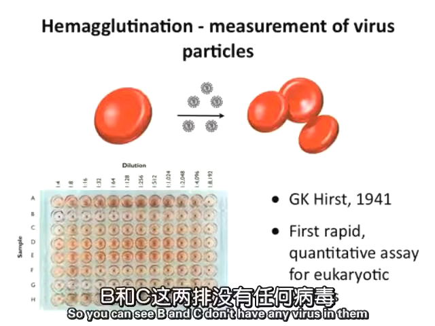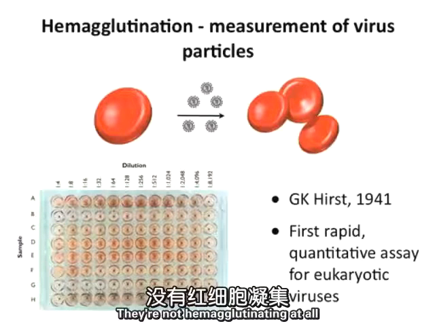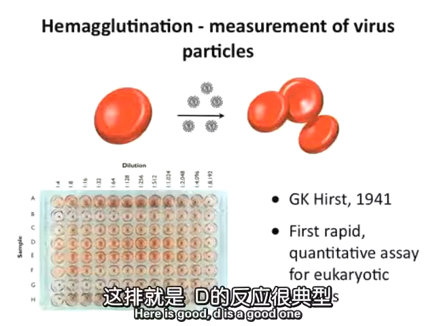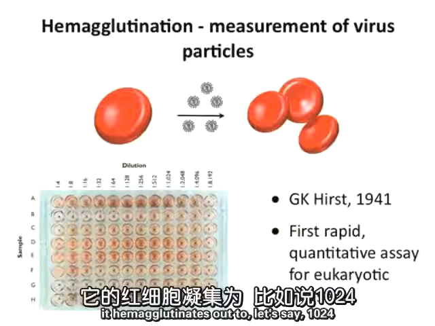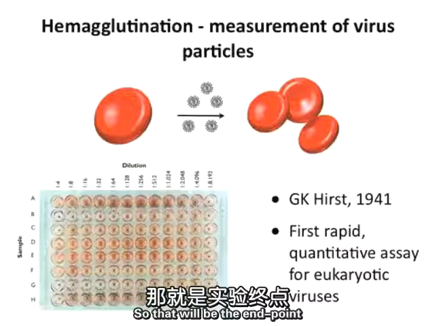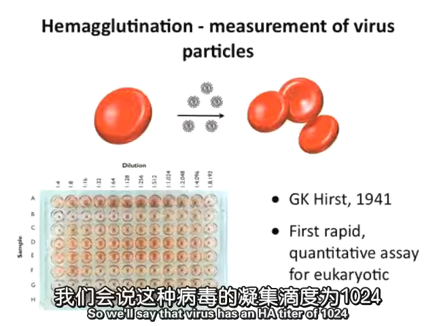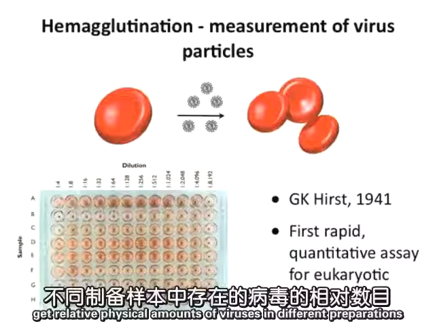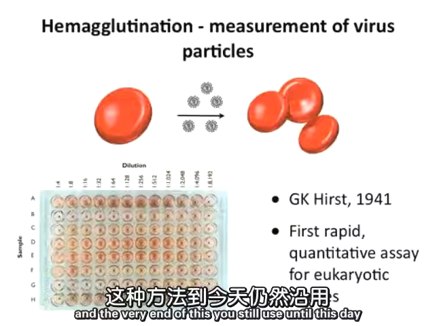So you can see B and C don't have any virus in them. They're not hemagglutinating at all. And let's find one that's a good hemagglutinator. Here's good. D is a good one. It hemagglutinates out to, let's say, 1024. So that would be the end point. So we would say that virus has an HA titer of 1024. And this way you can very quickly get relative physical amounts of viruses in different preparations. And a variant of this is still used to this day.